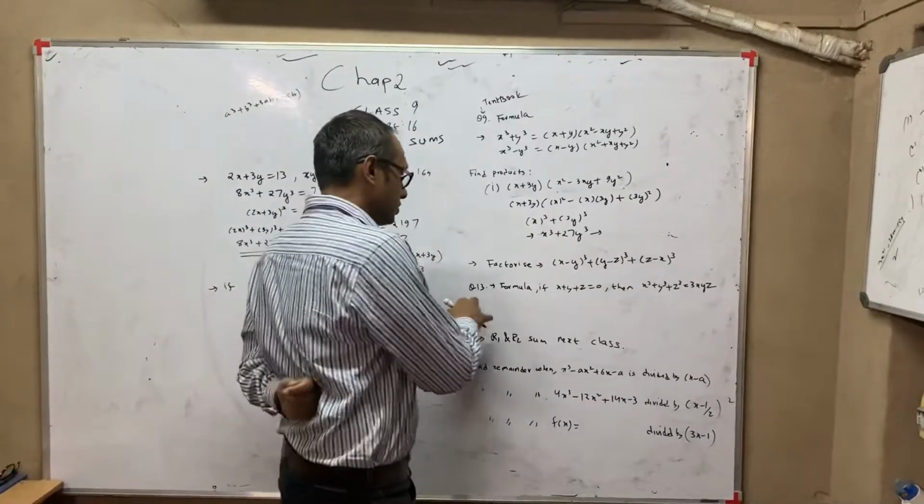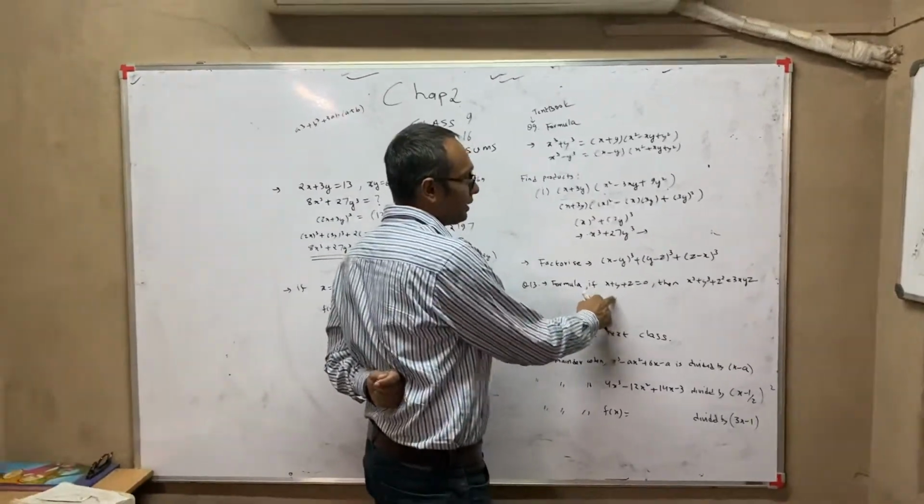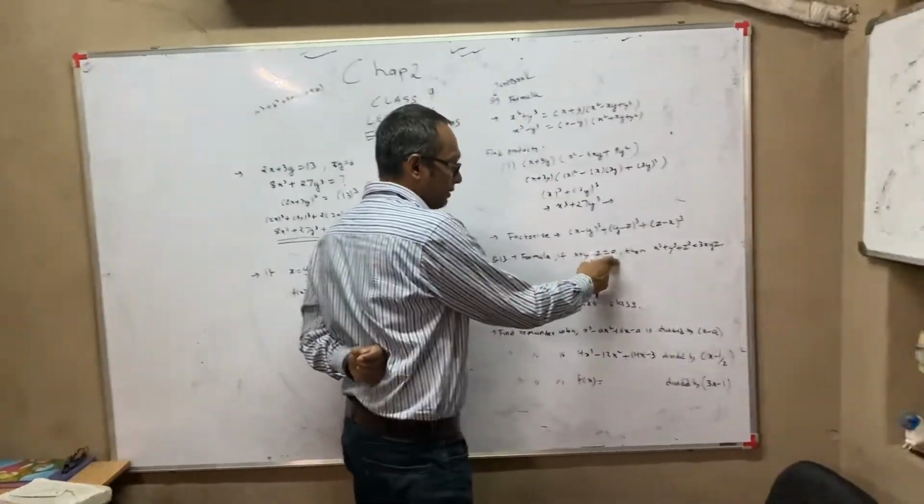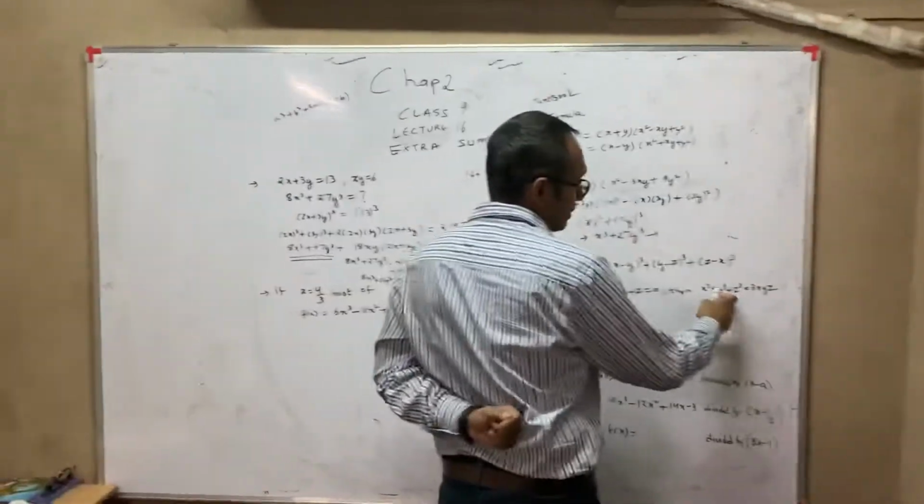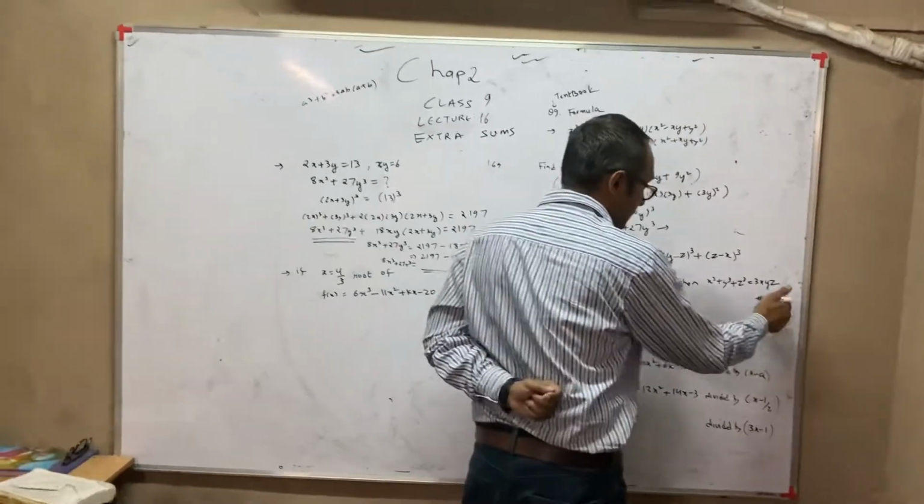Anyway, now in question number 13, if you remember, this was the formula. If x plus y plus z is equal to 0, then x cube plus y cube plus z cube is equal to 3xyz.